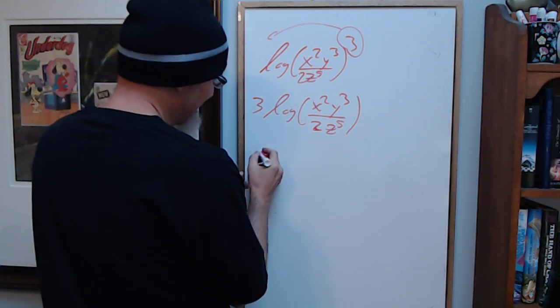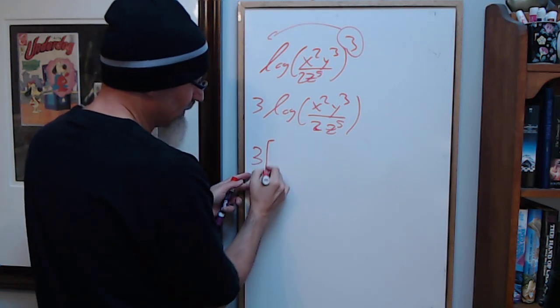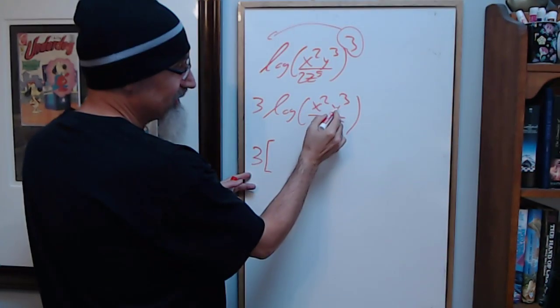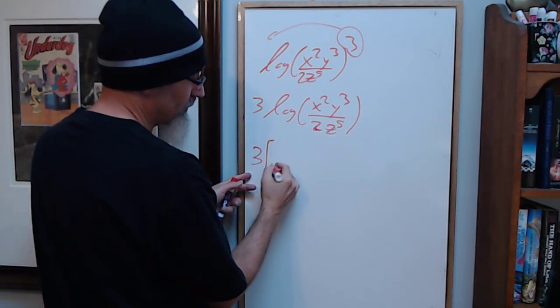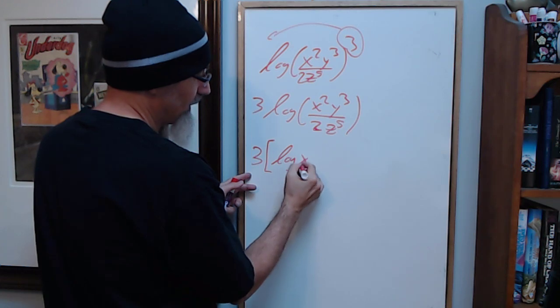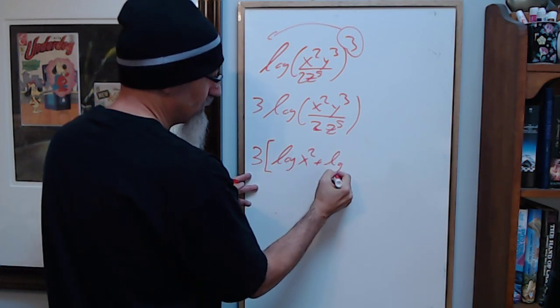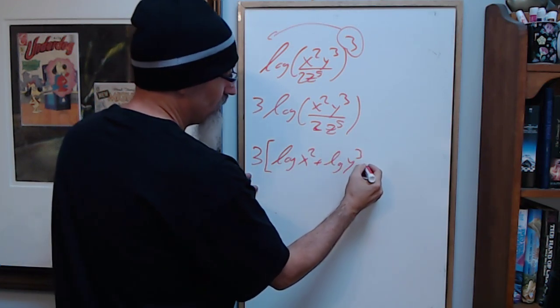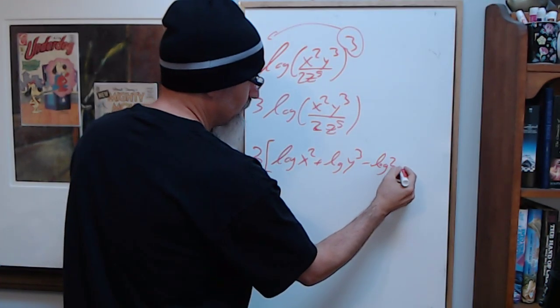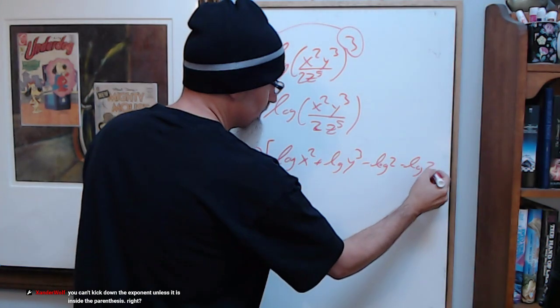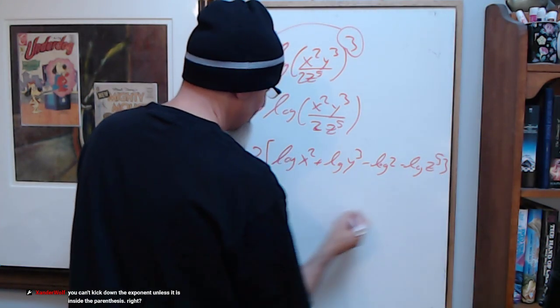I think so. So here's our rule. We got the 3 out here. Well, these guys are being multiplied. These guys are being divided. So use our rule. This becomes log x squared plus log y cubed minus log of 2 minus log of z to the power of 5.